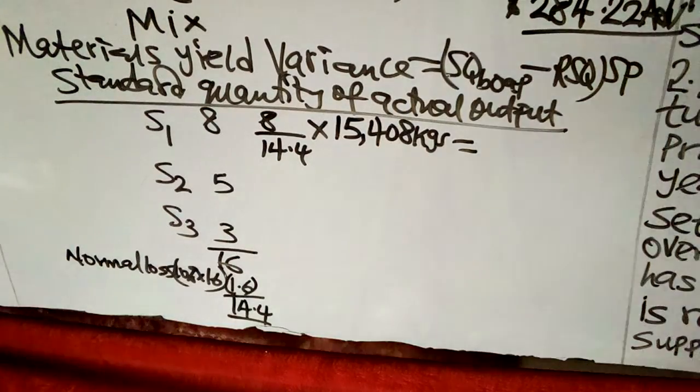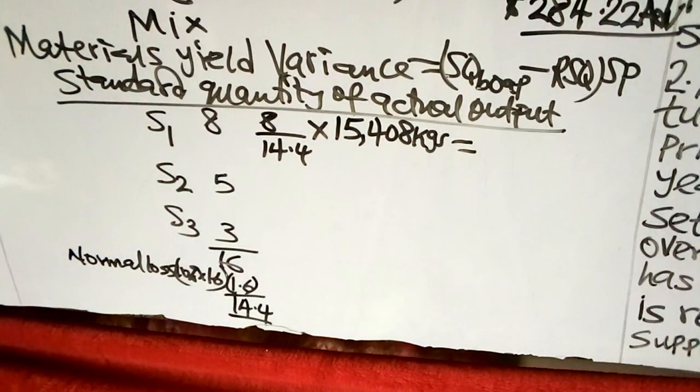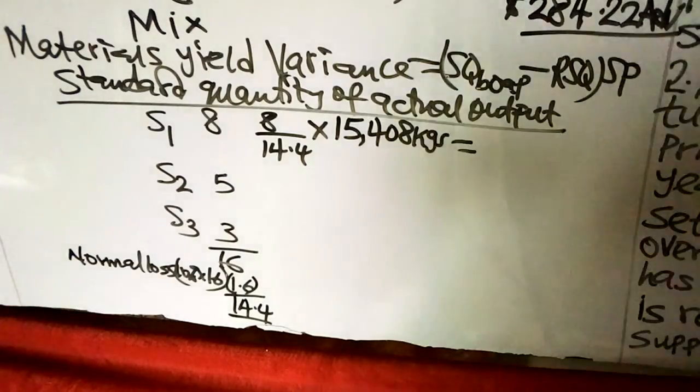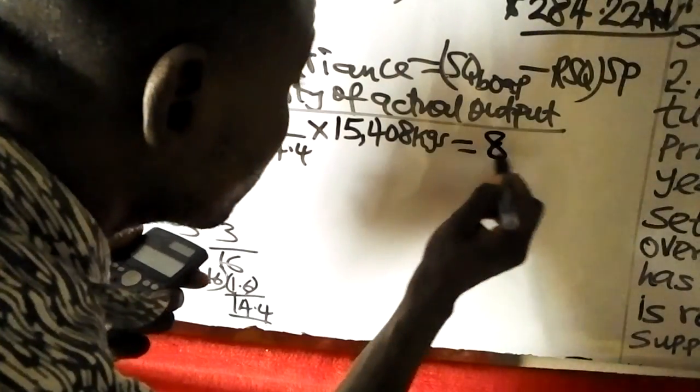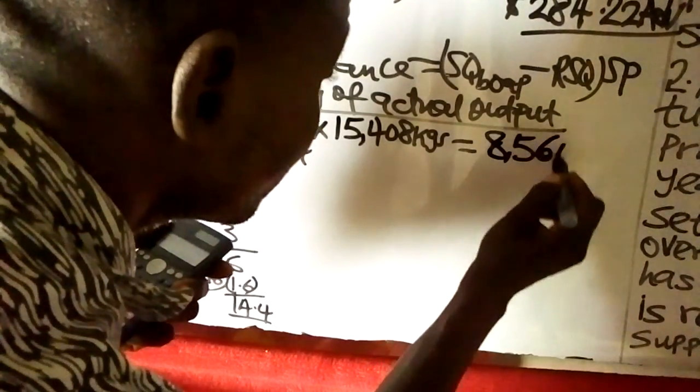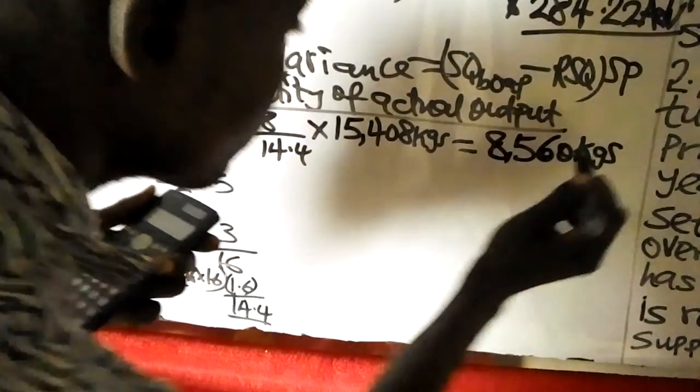15,408 kg. So we have 15,408 divided by 14.4, then multiply by 8. Then we have 8,560 kgs.